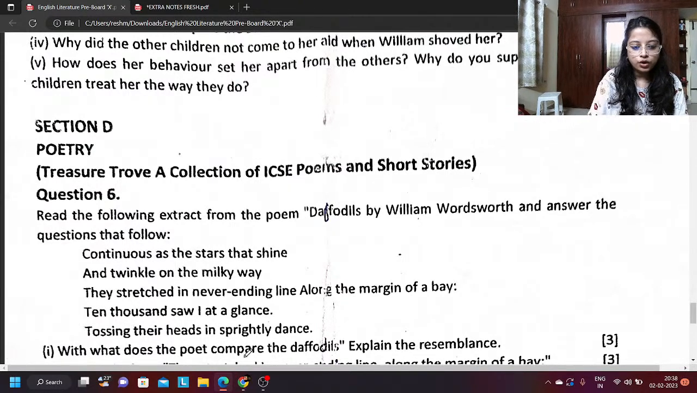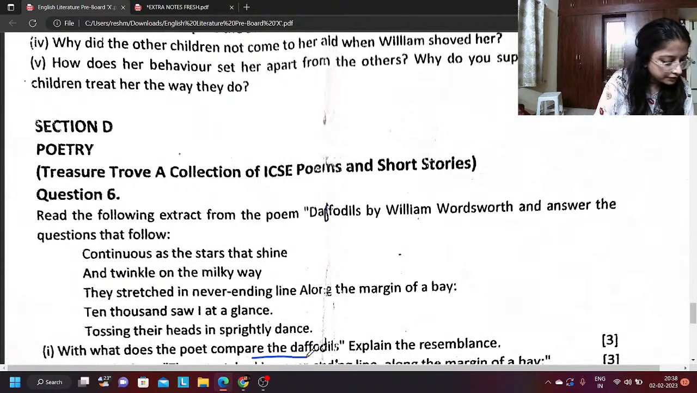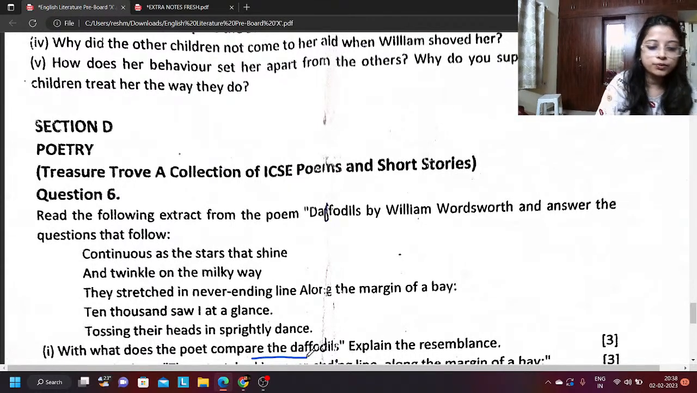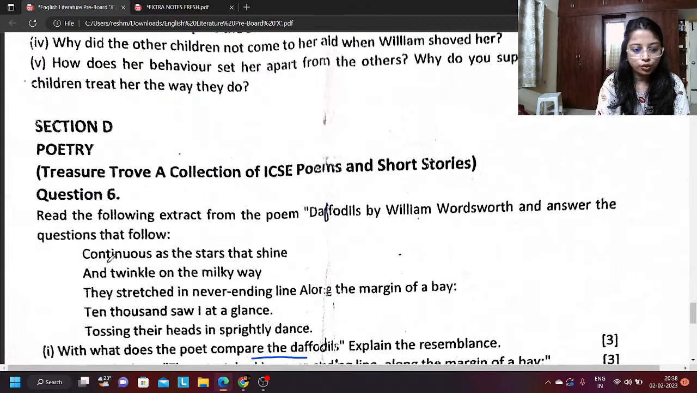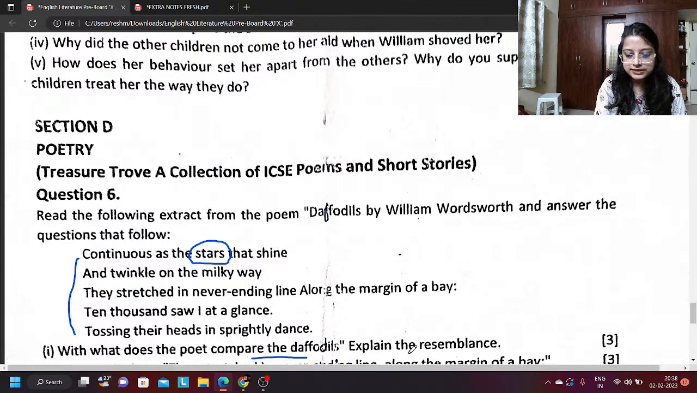Okay, so with what does the poet compare the daffodils over here? Clear. In this particular extract, we will have to say that the daffodils are compared to the continuous line of stars in the galaxy, or the sky, particularly the Milky Way. Now we have to explain the resemblance. In the first line, we simply write that the daffodils are compared to the line of stars. Full stop. Now go to the next line, change your paragraph, and then write the resemblance.